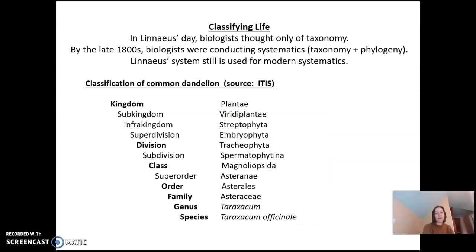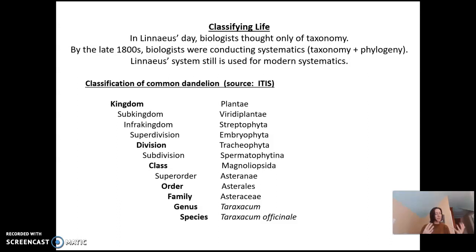So classifying life has gotten a little more complicated over the years. So in Linnaeus' day, biologists thought only of taxonomy, naming, but as Darwin looked at evolution and phylogeny, the relationships of organisms in terms of evolution, we started to lump these two together in this study called systematics, which is taxonomy mixed with phylogeny. So we named things based on the relationship that it has with other organisms.